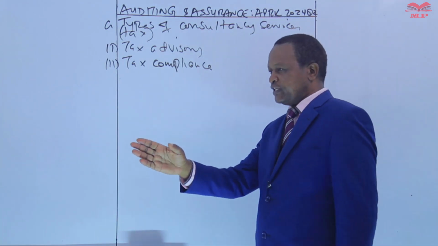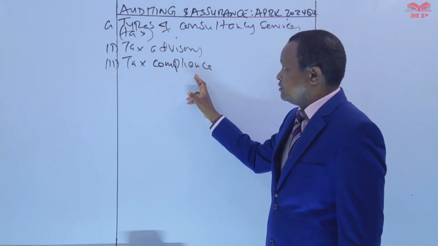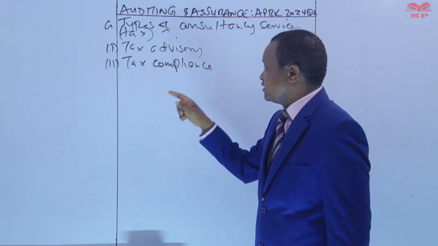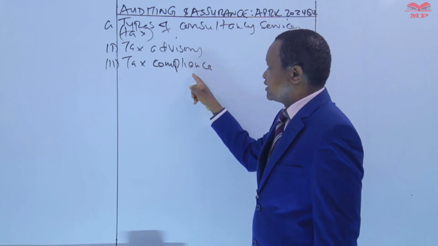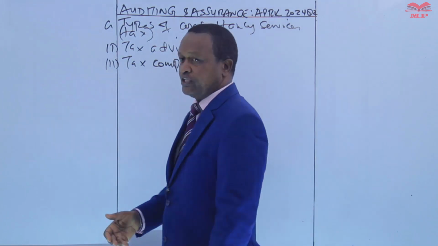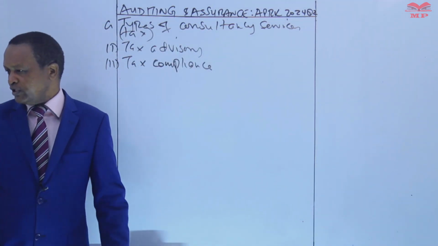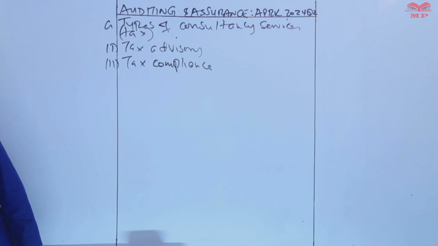So the points that you've given here can be summarized into these 2 points. Some of the points you gave are just examples of tax compliance. Then there is tax advisory. So you've done well to give 2 points. Candidates were to give 4. Can we have any other point? Tax planning.